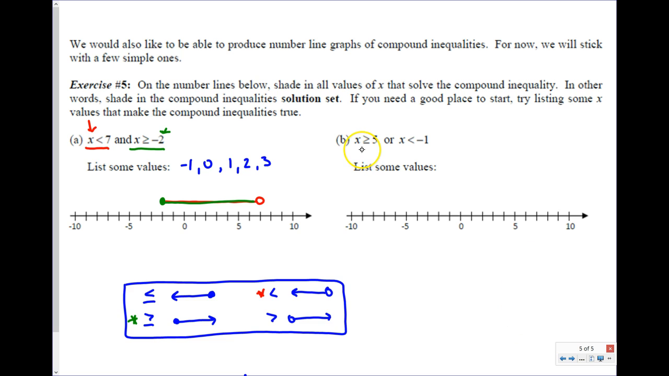Okay, this one says x is greater than or equal to 5 or x is less than -1. Because it's an or statement, it means that either one has to be true. So list some values, well 6, 7, 8, right, because that's greater than 5. Or anything less than -1, -2, -3, -4. Whereas this one had an and, meant both had to be true. I was very limited in what numbers I could pick because they both had to work. But here, or means, well, it's either this one or this one.